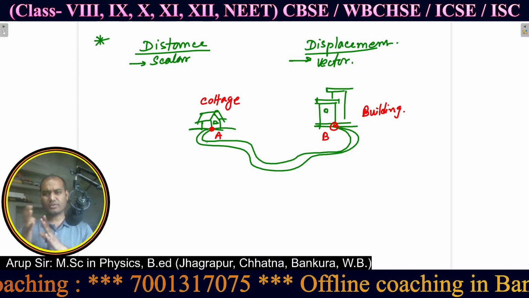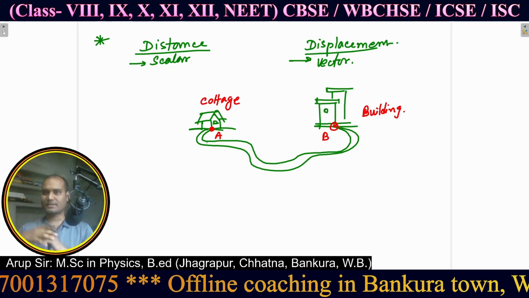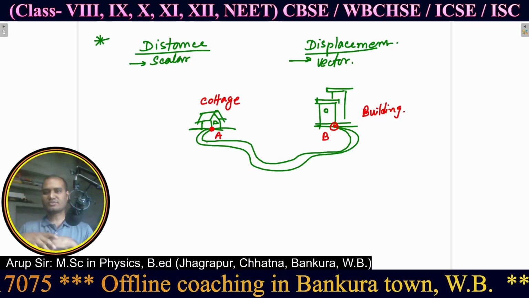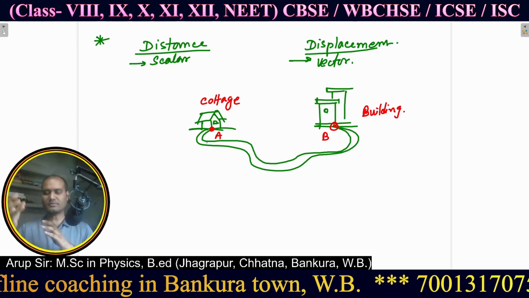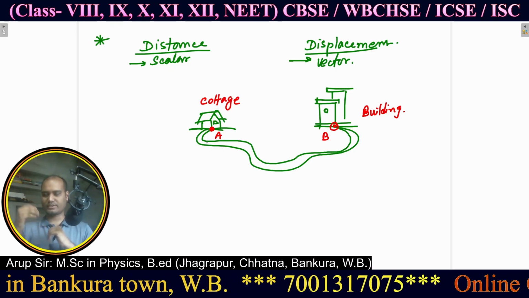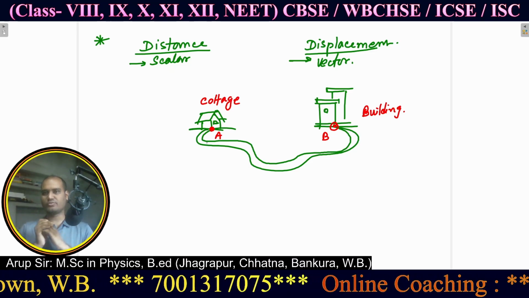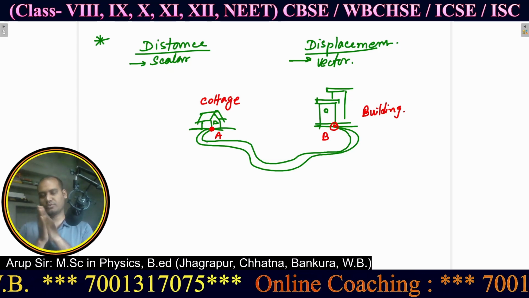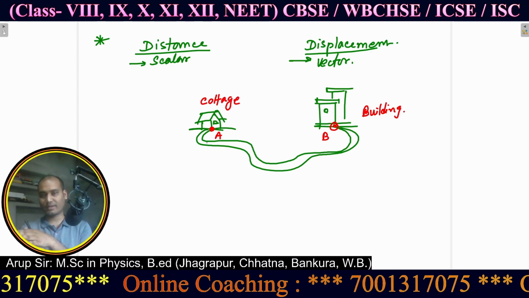So by using an odometer we can calculate how much path length we are going. This is basically the distance, like from Howrah station to Bankura station, or Bankura station to Howrah station. At first we will move via auto or via bus to the Bankura station.